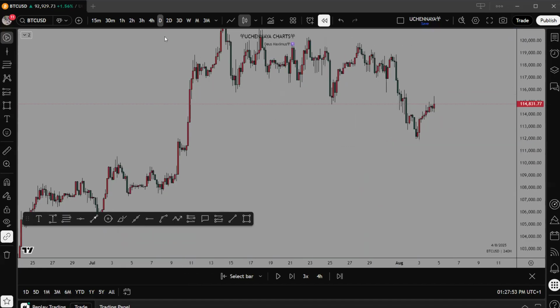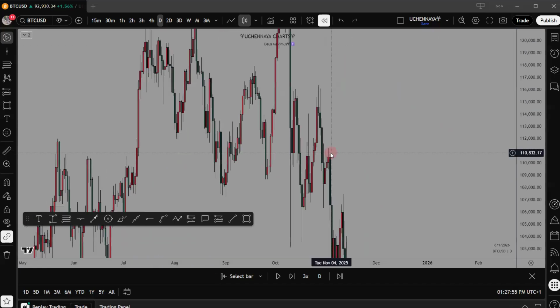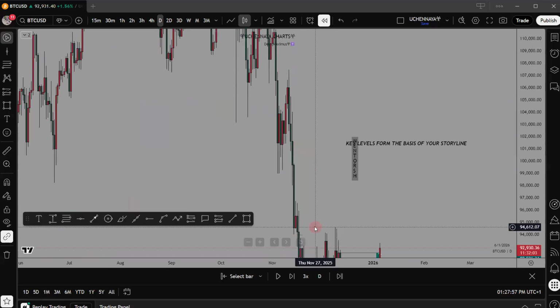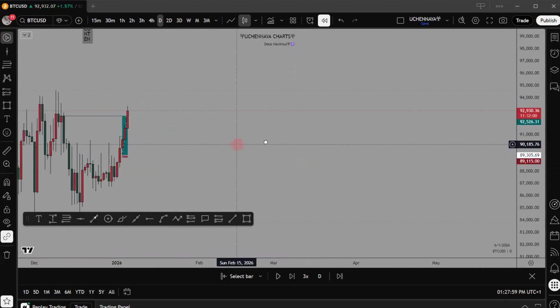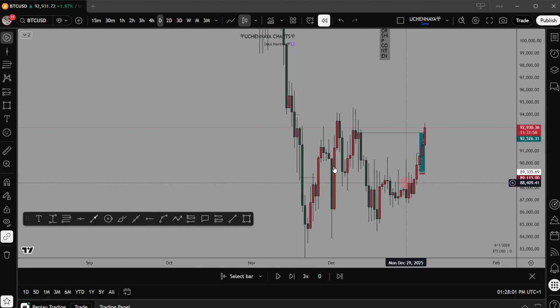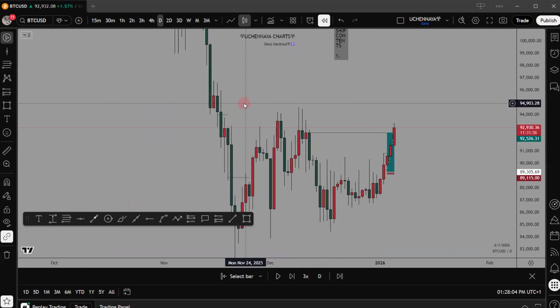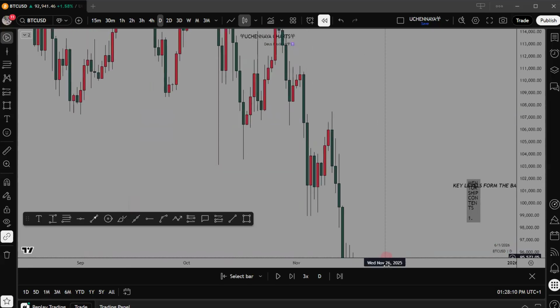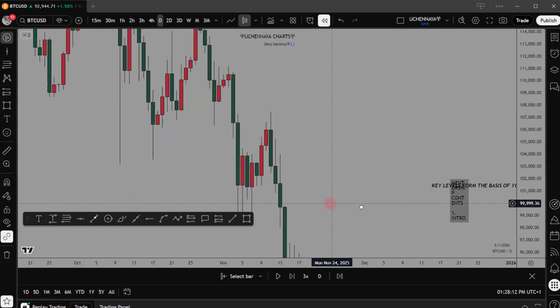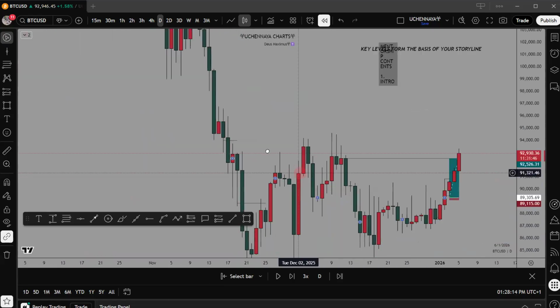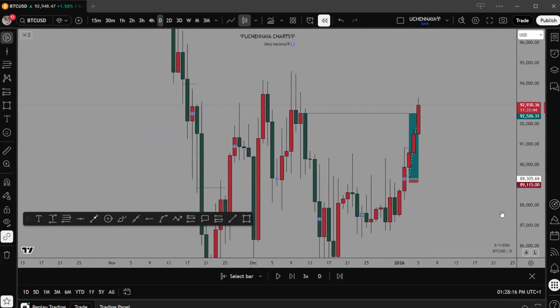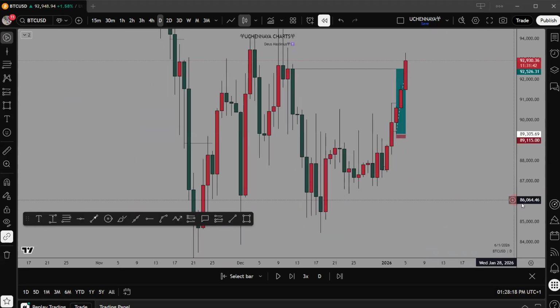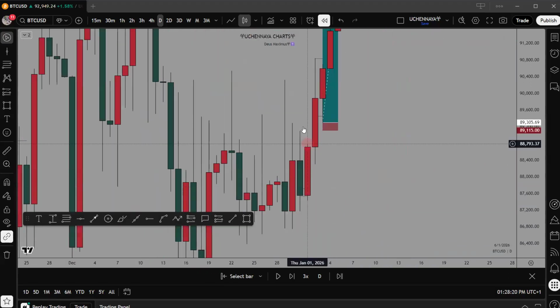I think we've lost the chart. Oh, come on, price. What did you just do? Okay, well, let's just use another level. I don't know, I just lost that chart I was using. Okay. So let's just use this level here.